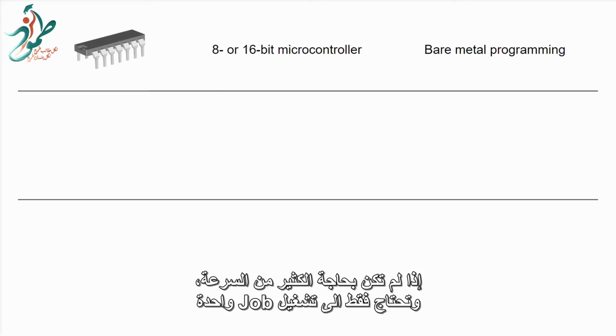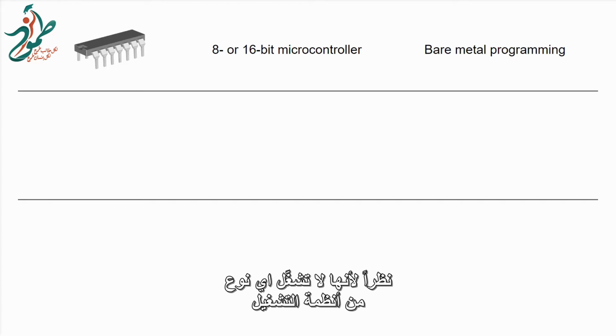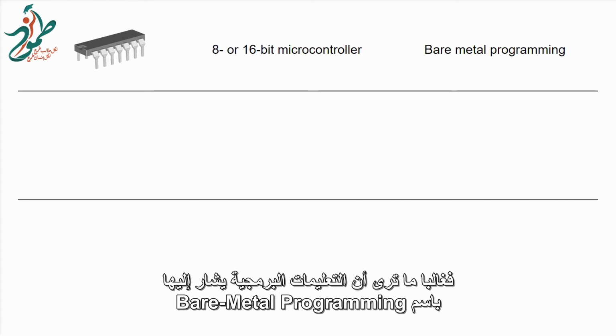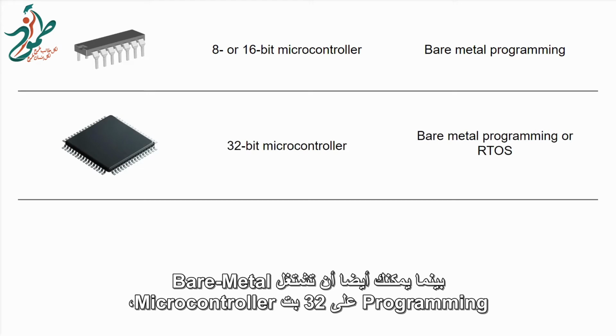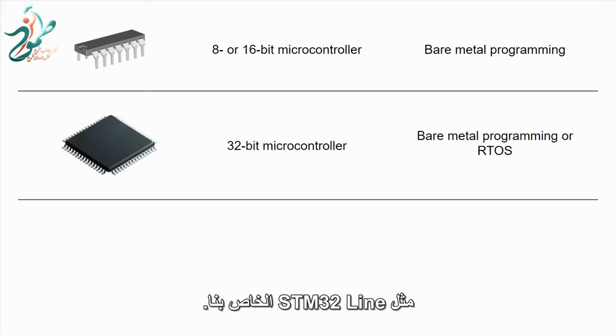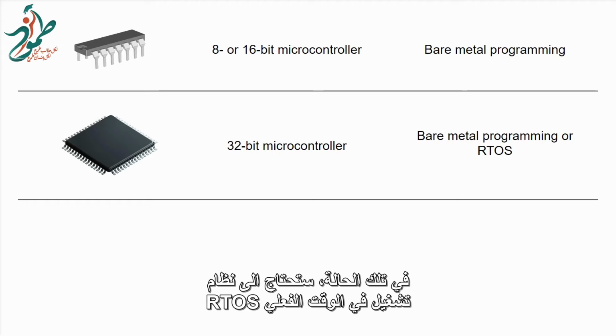We can generalize the type of processor and operating system we might need based on these factors. If you don't need a lot of speed and only need to run one job, a simple 8 or 16-bit microcontroller is often good enough. Because these normally don't run any type of operating system, you'll often see writing code for these referred to as bare metal programming. While you can do bare metal programming for the beefier 32-bit microcontrollers, like our STM32 line, you'll likely run into situations where you want to run multiple jobs at the same time and assign priorities to them. In that case, you'll want a real-time operating system.